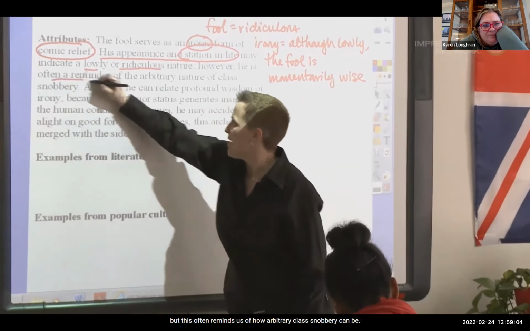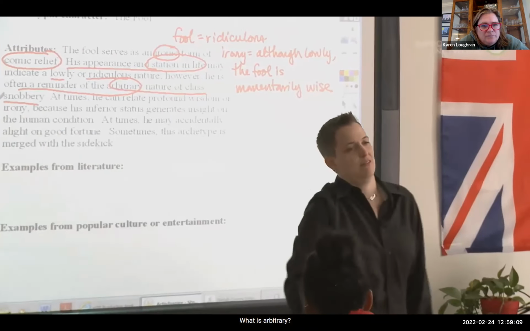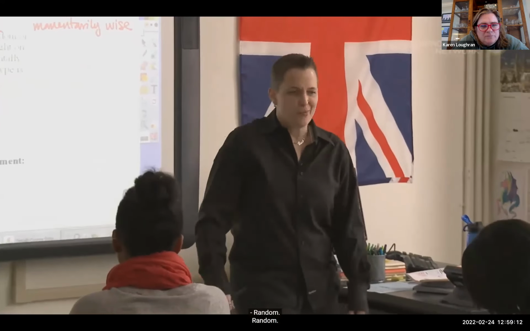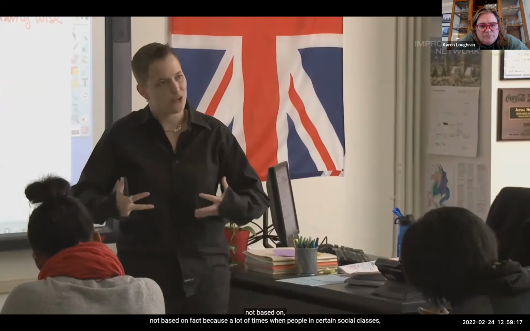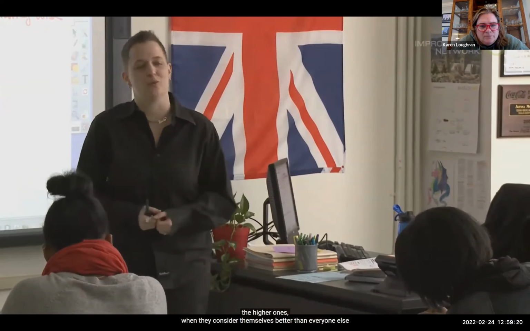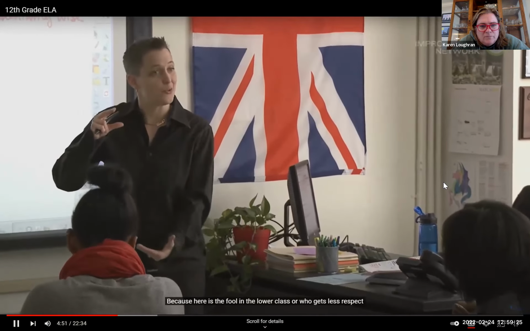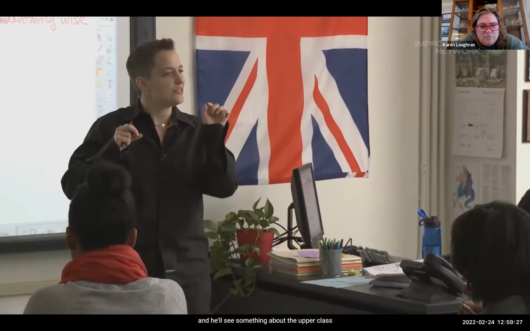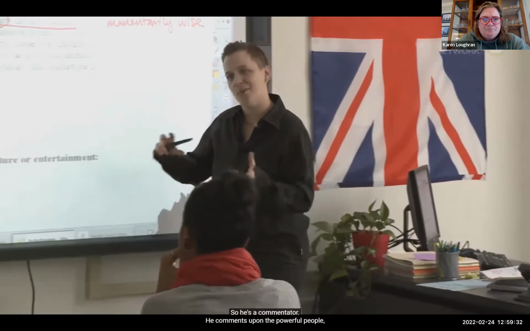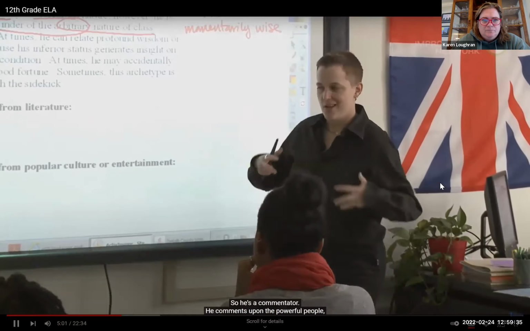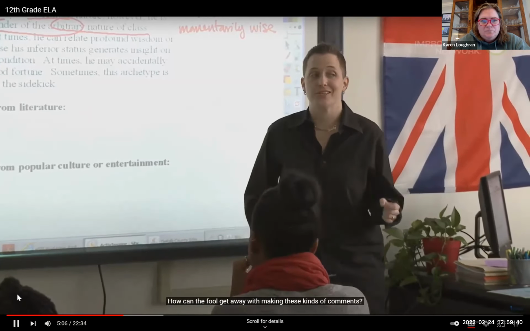But this often reminds us of how arbitrary class snobbery can be. What is arbitrary? Random, unfair, not based on fact. Because a lot of times when people in certain social classes, the higher ones, when they consider themselves better than everyone else, that class snobbery is shattered by the fool, because here's the fool in a lower class or who gets less respect, and he'll see something about the upper class that really exposes their ridiculousness or their folly. So he's a commentator. He comments upon the powerful people, the wealthy people in society, and he gets away with it. How can the fool get away with making these kinds of comments?